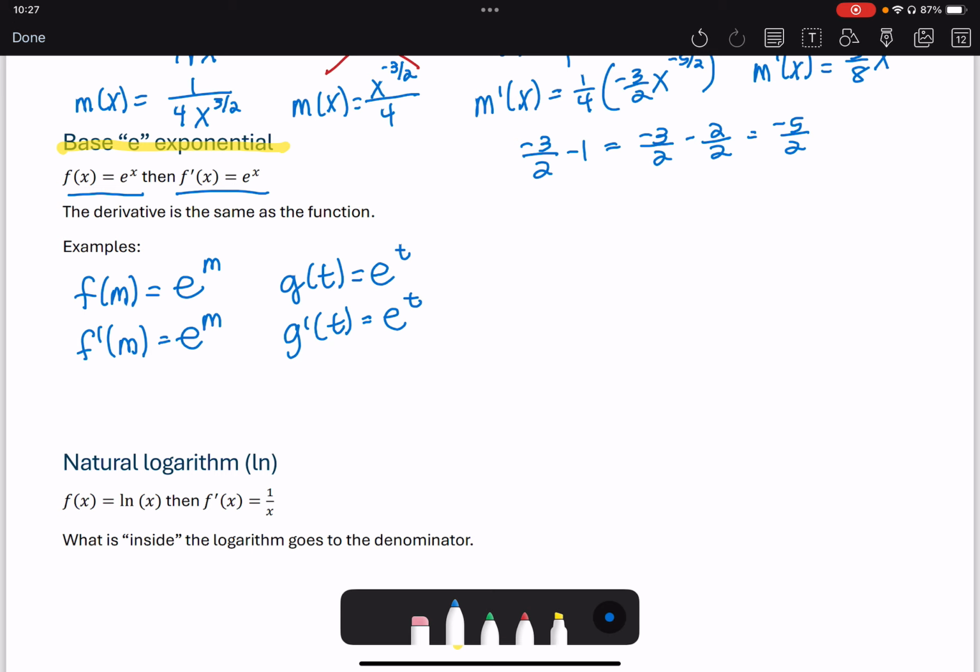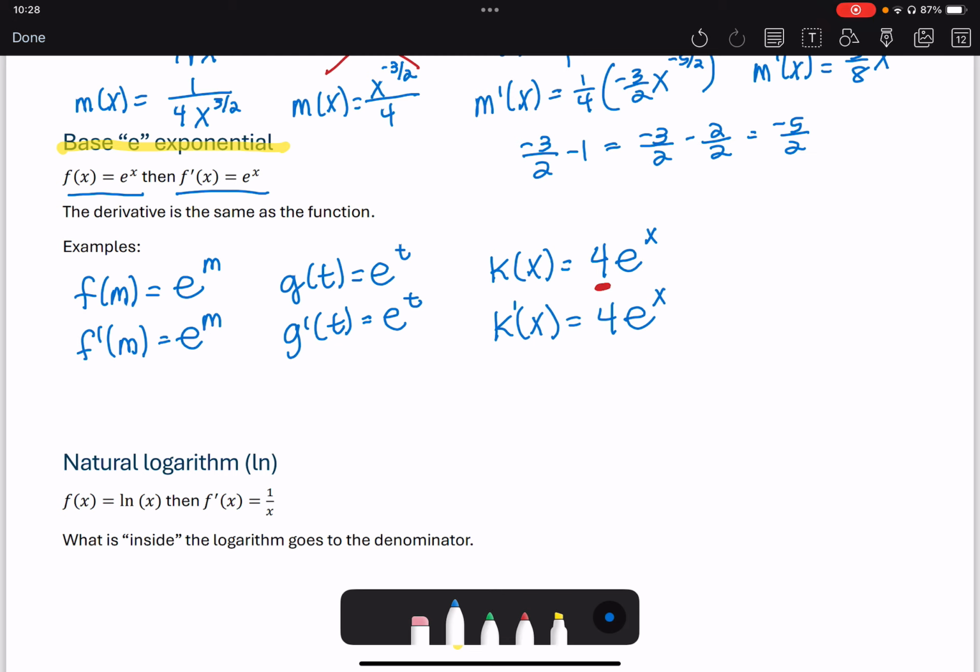Now, what they can do here is, let's say k of x is 4e to the x. Now, what they've done is they've added in a constant multiple there, okay? So that constant multiple would just stay out front. So k prime of x would be 4 times the derivative of e to the x, which is just e to the x. So it would be 4e to the x.